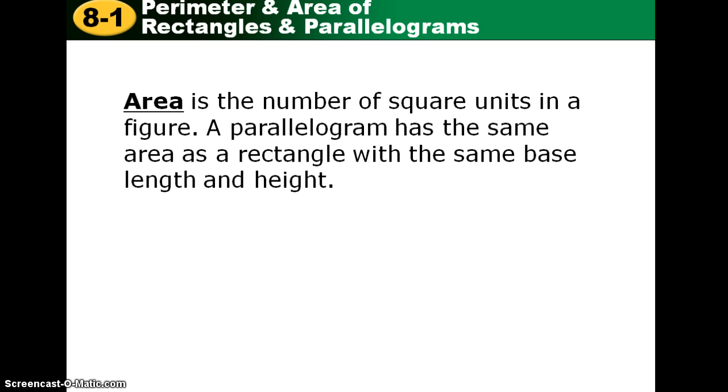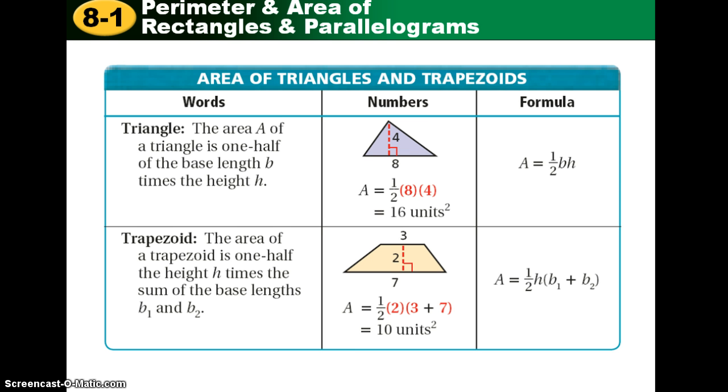Area is the number of square units in a figure. A parallelogram has the same area as a rectangle with the same base, length, and height. Areas of triangles and trapezoids are half of what a rectangle or a parallelogram would be. So a triangle is just half times the base times the height. But a trapezoid is basically 2 triangles and a rectangle put together. So it's half the height times the 2 bases added together. And the 2 bases would be your parallel sides.